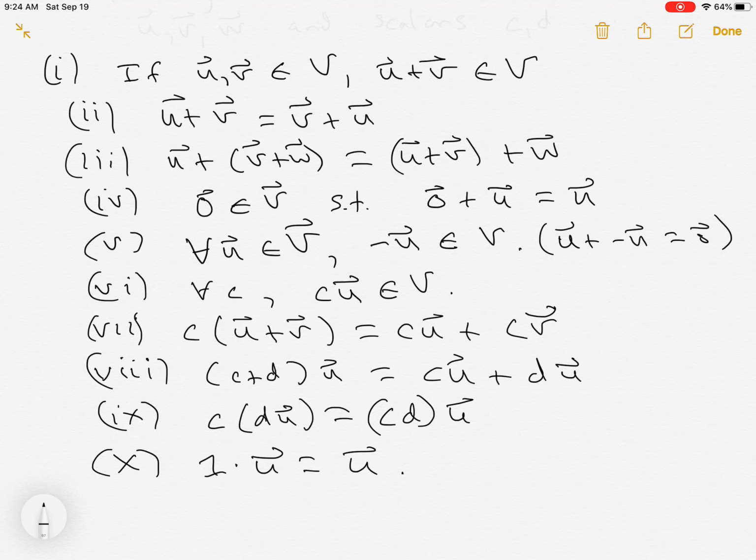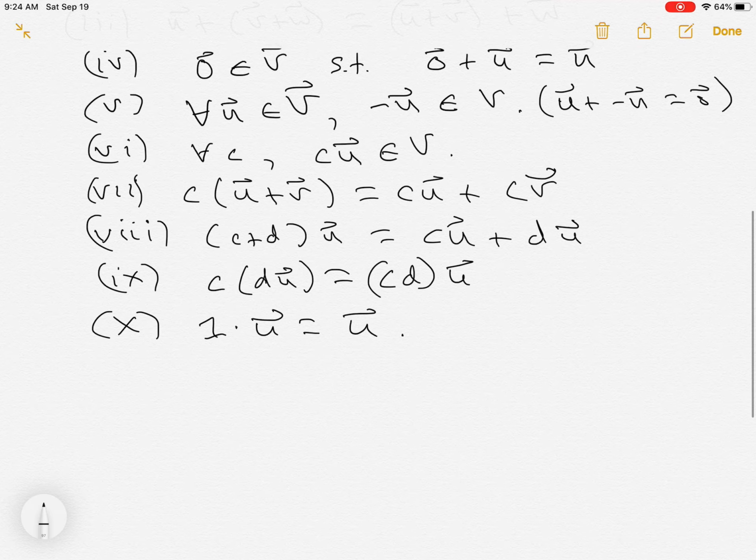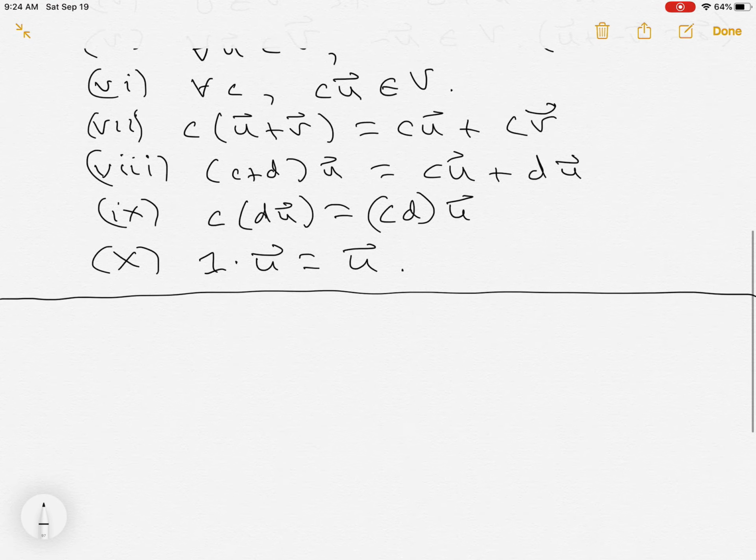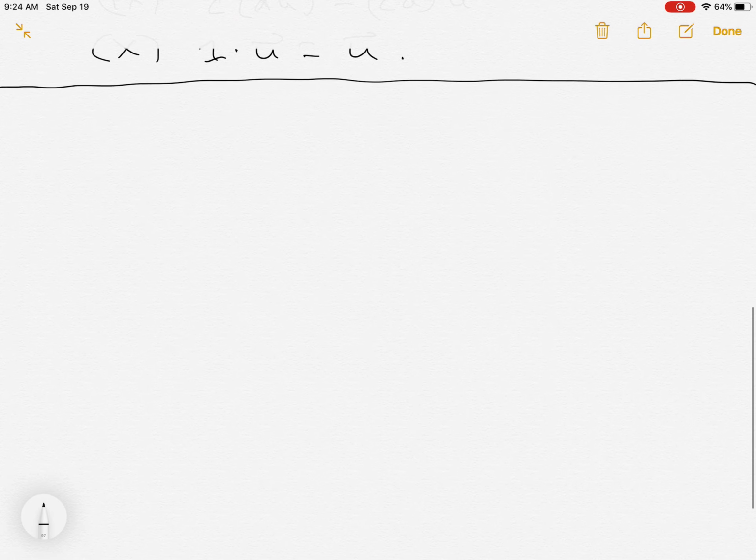Okay, so that makes a vector space. All 10 axioms have to hold. So if I give you an example, you have to show all 10 to show that it's a vector space. But being good mathematicians, we will probably figure out a way to do it much cleaner.